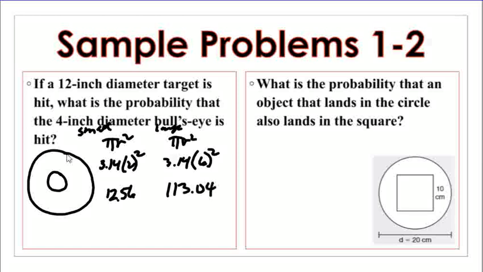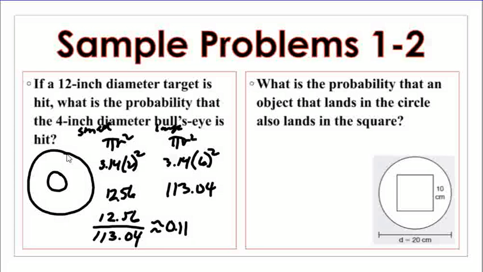So 36 times 3.14 gives us an area of 113.04. So the probability that it lands in the bullseye, we would have 12.56 divided by 113.04. 12.56 divided by 113.04 gives us a probability of 0.11. So it's 0.1 repeating. Rounded off would be 0.11. So that would be the probability of landing or hitting the bullseye.